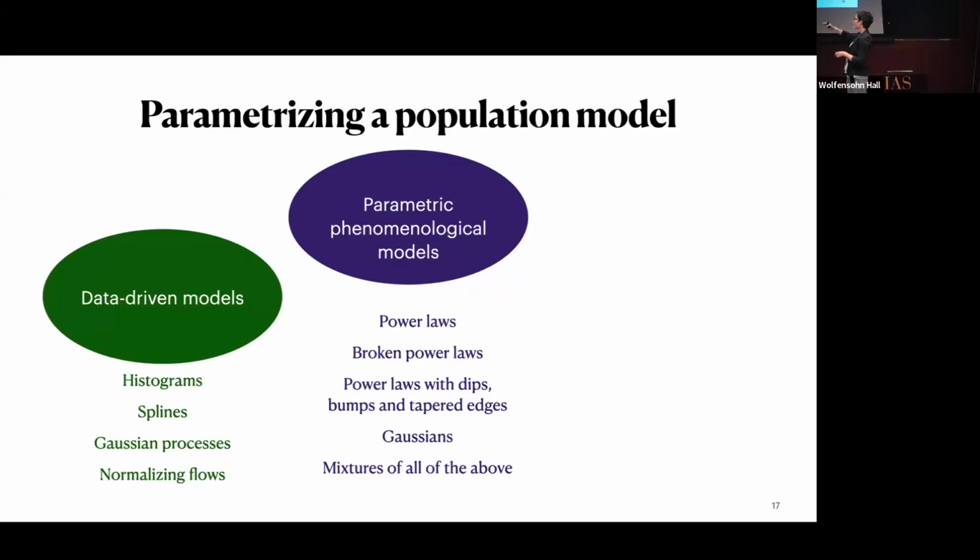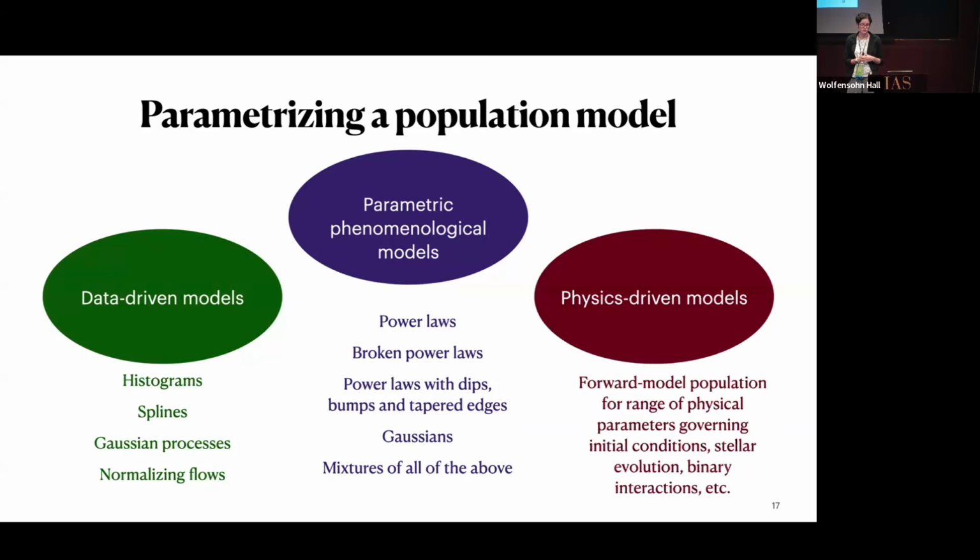Then you could go on the other end and just do data-driven models. So these are things like a histogram, which is kind of a simple example of a data-driven model. You do have to define your bins, but then you're just fitting for the rate at each mass, spin, redshift bin, whatever. You can do splines, Gaussian processes, normalizing flows, KDEs even. These are all data-driven models that have been used for gravitational wave population inference.